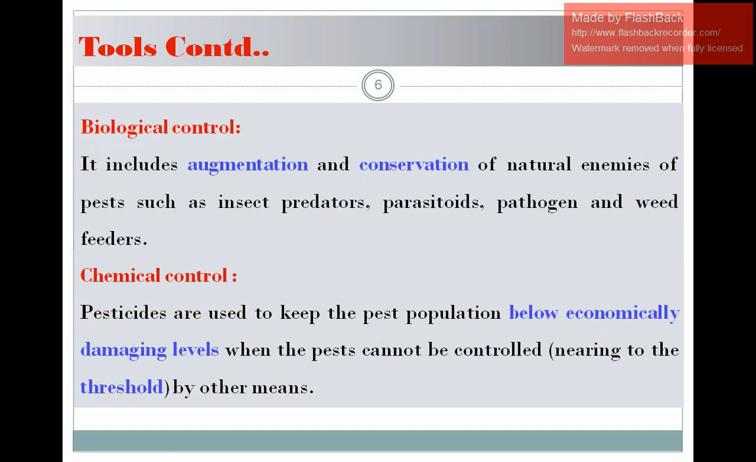In case of biological control, it mainly includes augmentation and conservation of natural enemies of the pest. It can be a predator, a parasitoid, a pathogen, or a weed feeder. Finally, in case of chemical control, this is used only when the pests are reaching their threshold level. This is mainly done to keep the pest level below the economic alarming condition.